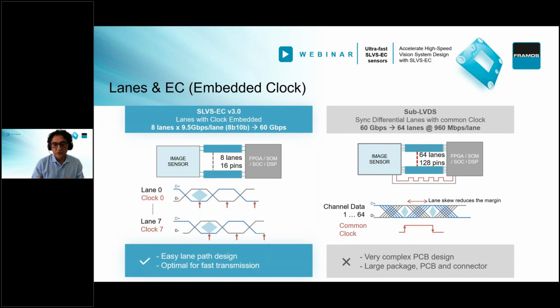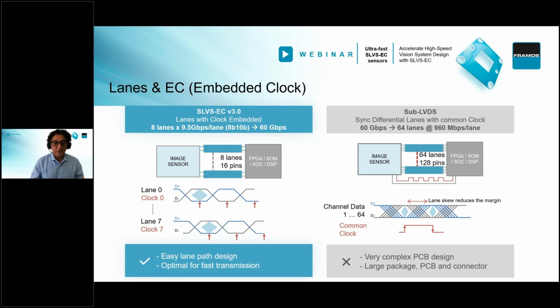If you want to do the same with sub-LVDS, to get the same amount of total data rate, you need 64 lanes because you can only run at 1 gigabit per lane. And this is then converted into number of wires: because a data lane is made by 2, 64 lanes means 128 pins. And this is quite a complex PCB design that you have to handle.